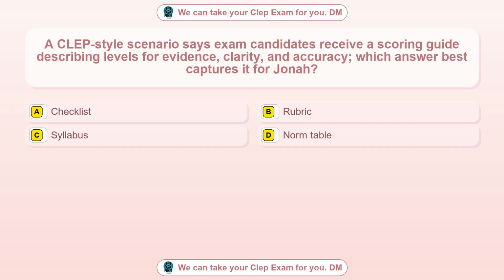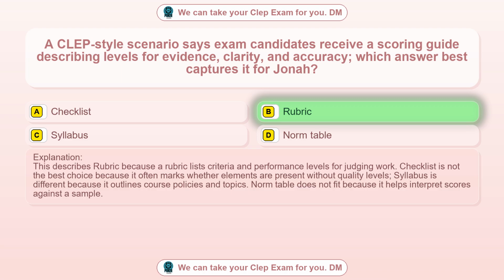Question 60. A CLEP-style scenario says exam candidates receive a scoring guide describing levels for evidence, clarity, and accuracy. Which answer best captures it for Jonah? Option A, checklist. Option B, rubric. Option C, syllabus. Option D, norm table. The correct answer is option B, rubric.